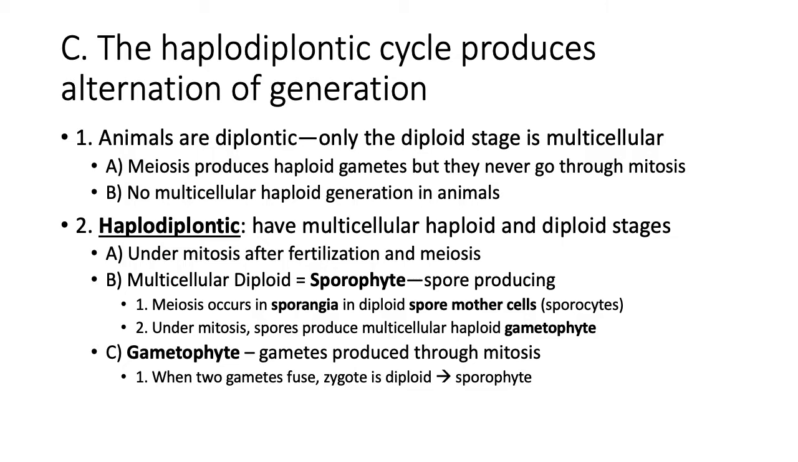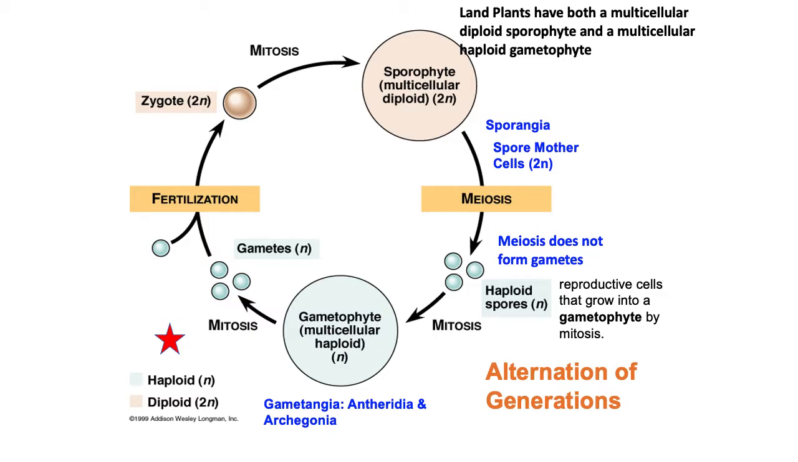All right. So here's a diagram that shows this haplodiplontic state. We'll start with fertilization. So here we have gametes. They fuse in fertilization, become a zygote. So we're diploid. That diploid zygote will go through multiple rounds of mitosis to become multicellular, and now we have a sporophyte. There's a structure on the sporophyte called the sporangia, where inside we have some spore mother cells that are diploid. They will go through meiosis and produce haploid spores.